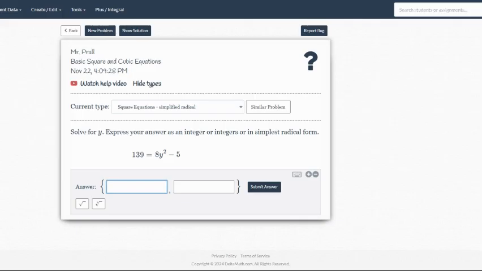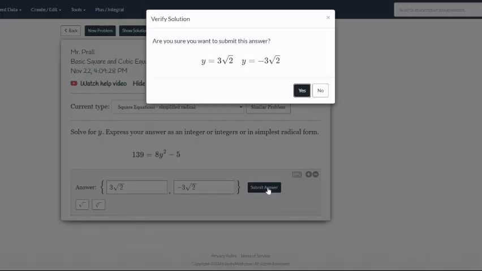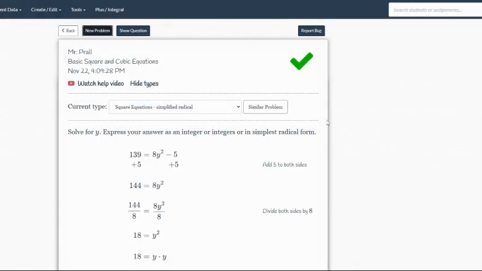So one of them was positive 3 times the square root of 2. So I just type in 3 and then hit that square root button and put 2 underneath of that. The other one was negative 3 times the square root of 2. And it doesn't matter if you put the positive one first or the negative one first. You just have to enter in both of the answers. And then we can go ahead and submit. And there we have it. Okay, we have successfully entered in our answers to this problem.